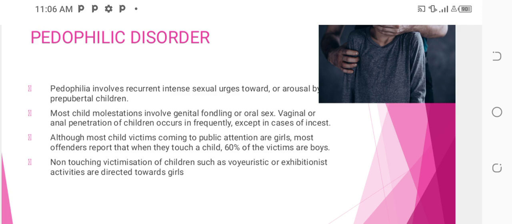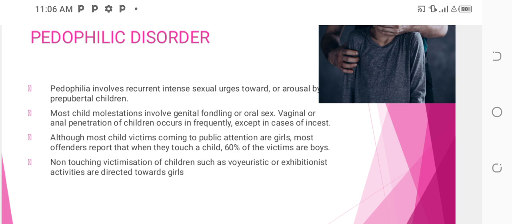Although most child victims who come to public attention are girls, most offenders report that when they touch a child, 60% of the victims are boys. Then non-touching victimization of children, such as voyeuristic or exhibitionist activities, is directed towards girls.